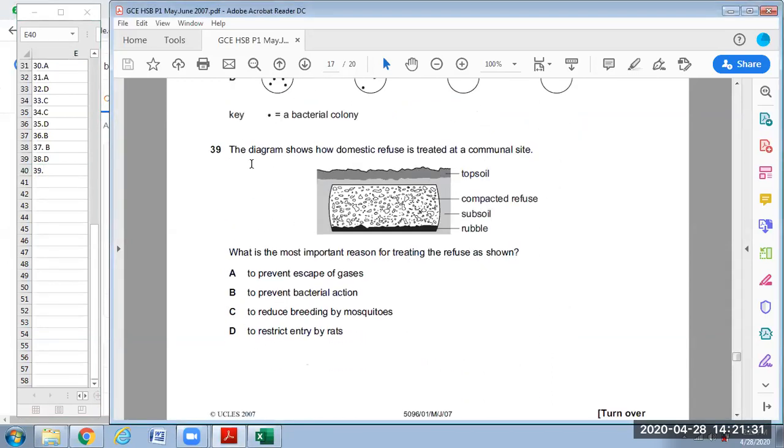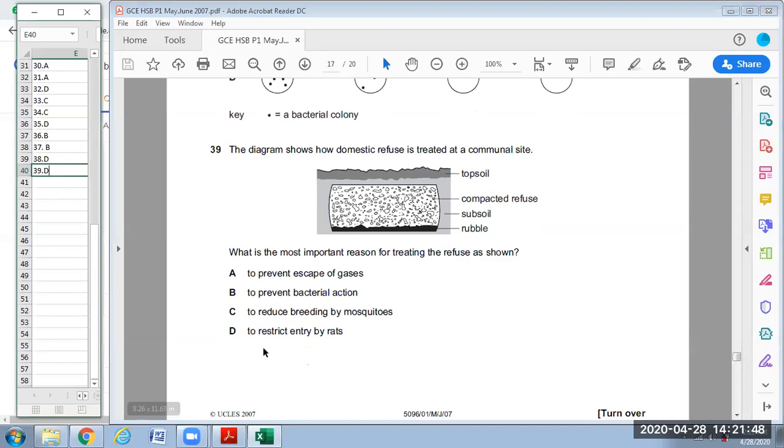Same thing here. 39. The diagram shows how domestic refuse is treated at a communal site. What is the most important reason for treating the refuse as shown? D. Remember this question? To restrict entry by rats. Last one.